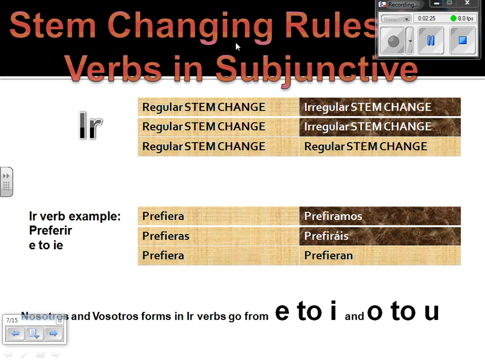Now look closely at prefiramos and prefiráis, which are in brown. These two forms take the E in preferir and change it directly to an I, while the other forms change the E to an IE. This is an example of an IR stem changer that changes from E to I when outside the boot. Dormir is an example of an IR stem changer that changes from O to U instead of O to UE. Durmamos and durmáis represent the odd forms of the verb when the rule of O to U is applied.